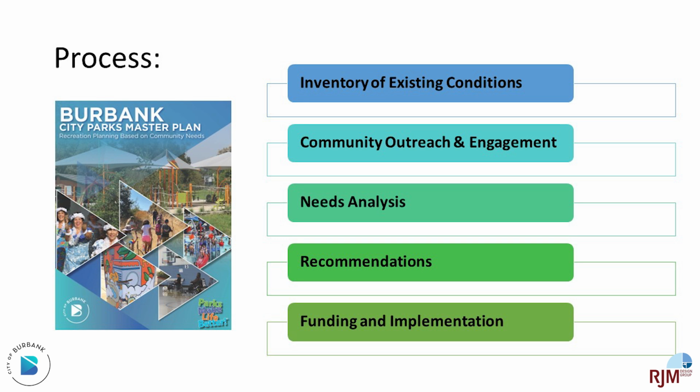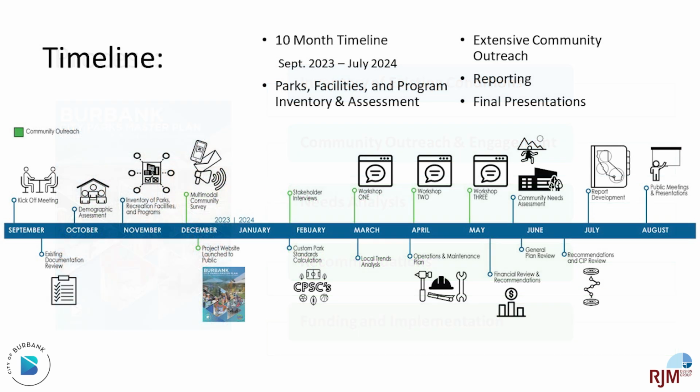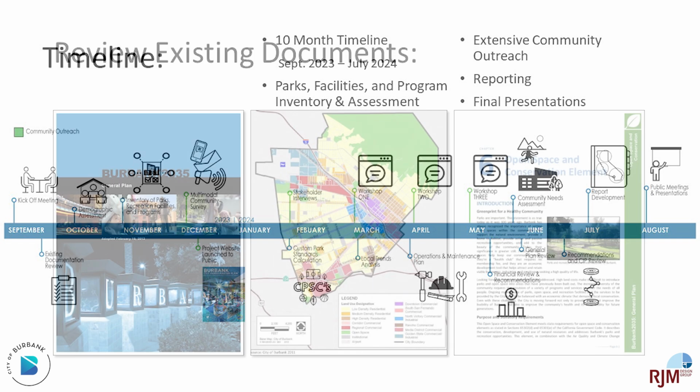The process is broken down into 5 stages. First, an inventory of the existing condition, followed by the community outreach and engagement. Comparing those two, we'll assess a needs analysis, then provide recommendations based on our findings, and ultimately funding and implementation support. The timeline to accomplish this will take approximately 10 months. You can see here it begins with that inventory, followed by extensive community outreach, and then a reporting period.